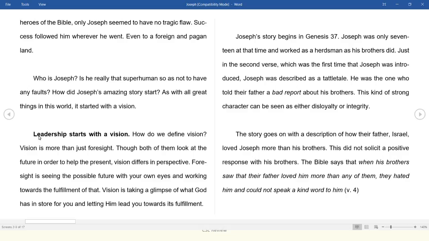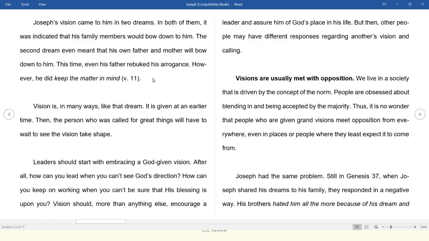Because all I will do, right, is look at this. I started out with this line, leadership starts with a vision. Then, my next, how do we define vision? So that became the pattern. I define the new concept that was introduced. And then, I will give an example of what happened in Joseph's life. Joseph's story begins in Genesis 37. So, then the story goes on, and I describe what happened.